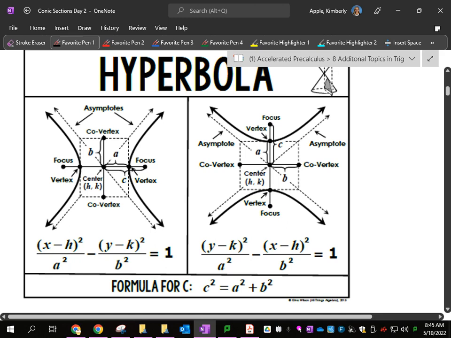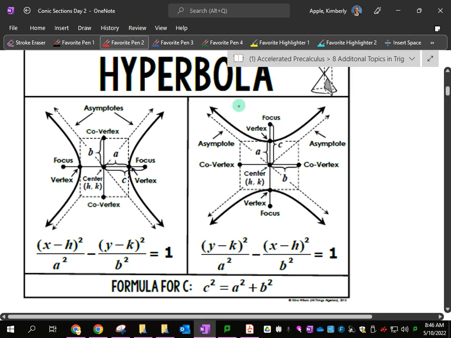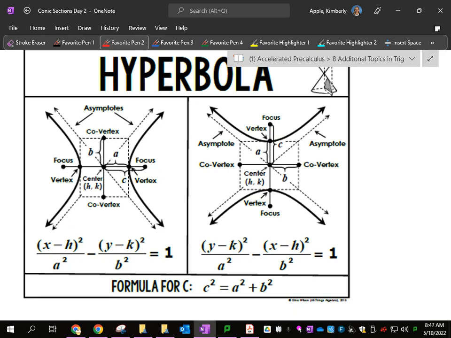Hyperbola. So take a look at your formula sheet. I want to point some things out to you. You might want to annotate some things just so you know what I'm talking about. Okay, so notice this kind of looks like the parabola. It also kind of looks like you took an ellipse, cut it in half, and bowed the ends out. So the good news is we pretty much got all of the same vocabulary.